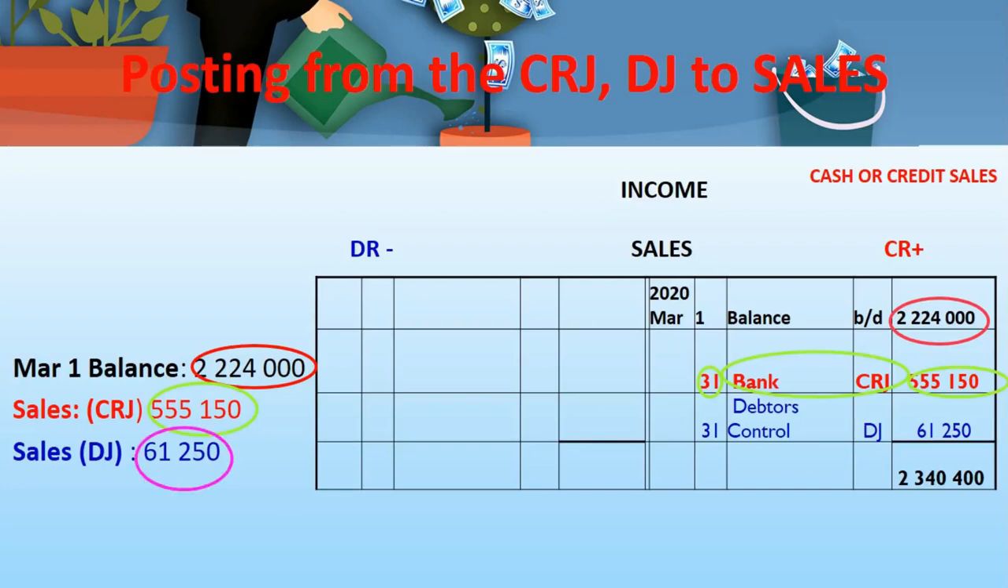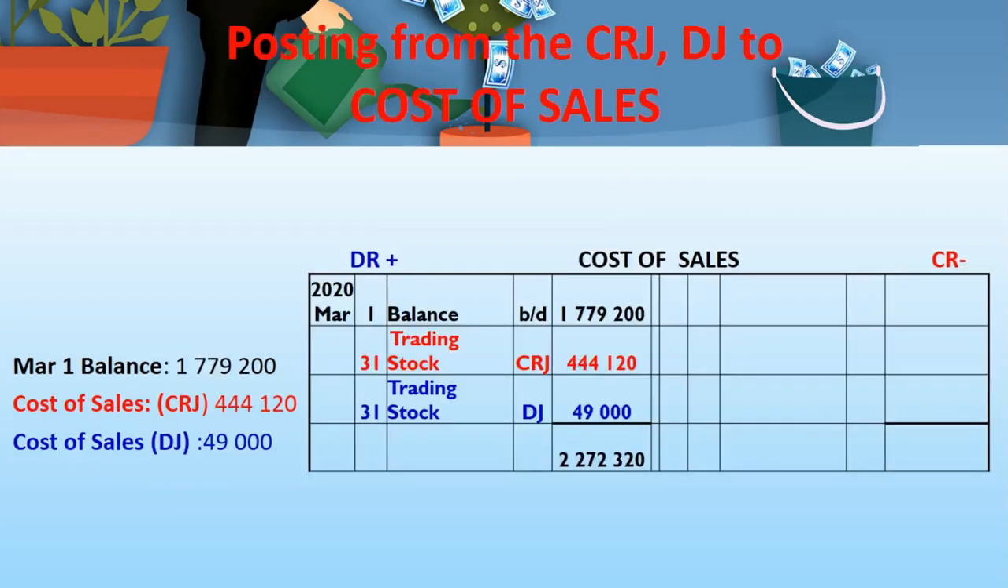But then remember, we also had some credit sales. So the credit sales will be 61,250, and we need to document that in our ledger. So on the 31st of March, we get it from our debtors control account, and it's also found in our debtors journal, and the total there is 61,250. We then just balance that out, and we find our total for sales for the month gets to 2,340,400.